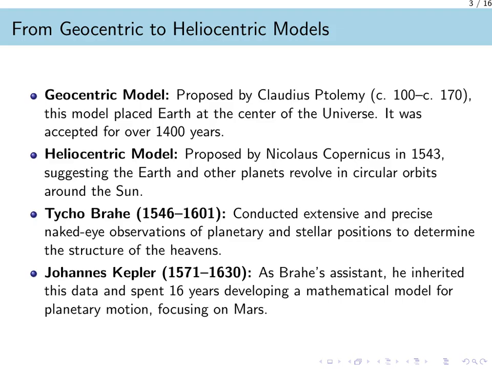To understand Kepler's laws, we first need to appreciate the historical context that led to their discovery. For over 1400 years, the dominant scientific view was the geocentric model, championed by Ptolemy, which placed a stationary Earth at the center of the universe. In 1543, Nicolaus Copernicus challenged this idea with his heliocentric model, correctly placing the Sun at the center, but incorrectly assuming the planets moved in perfect circles.